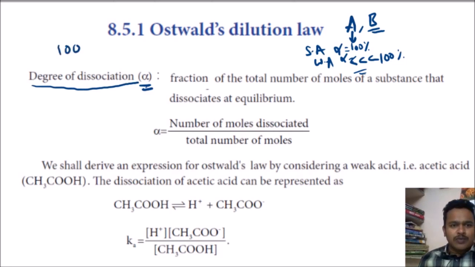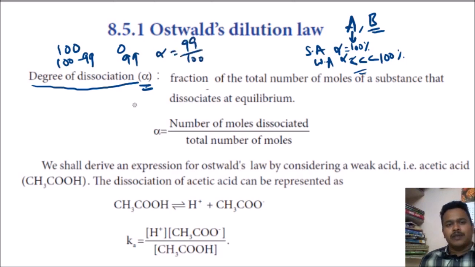Initially, how many moles are you taking? Initially 100. Out of 100, 99 converted into ions. So the degree of dissociation, alpha, is equal to 99 by 100. That is what degree of dissociation is.